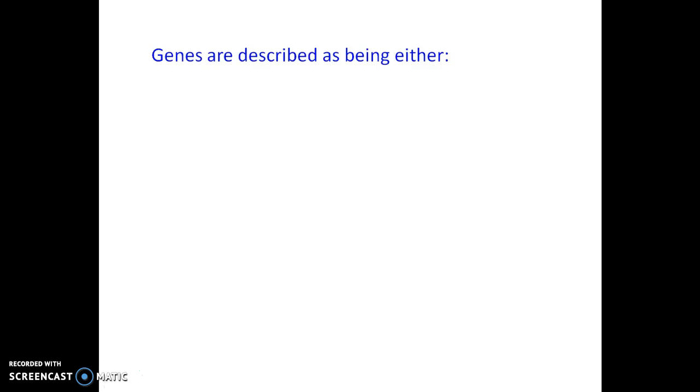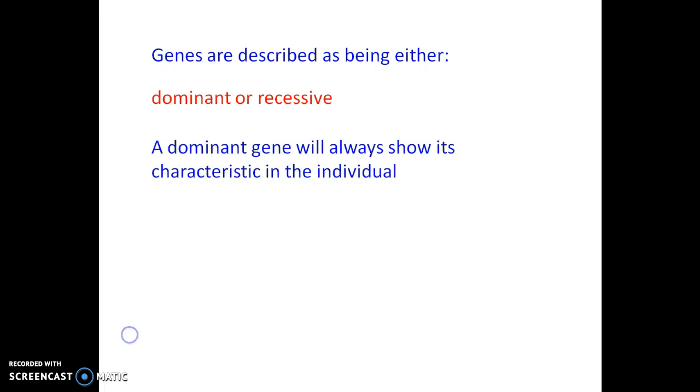More about genes then. The two different versions of genes can be either dominant genes or recessive genes. You probably did that at school too. Can you remember the difference? The difference is really important. A dominant gene always dominates a recessive gene. Therefore, it will show the characteristic or the trait in an individual.